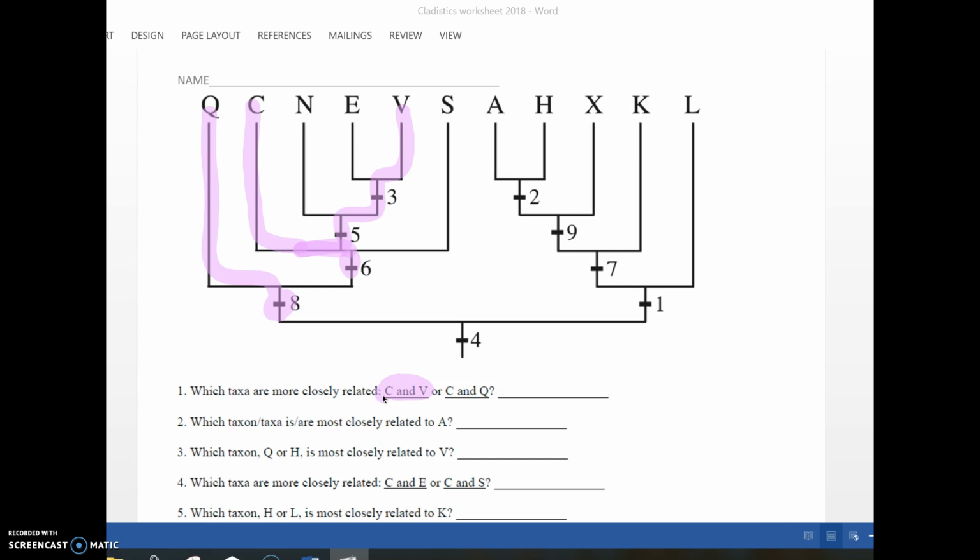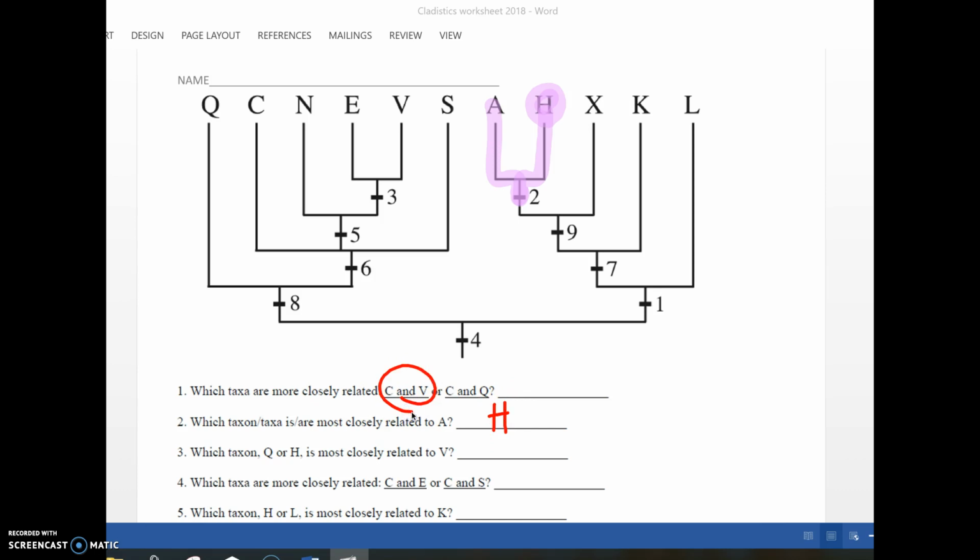Next, which one is most closely related to A? So if we look at A and I track back, the most closely related would be H, because that would be right here and tracking back just to 2. So this would be H. This was C and V.